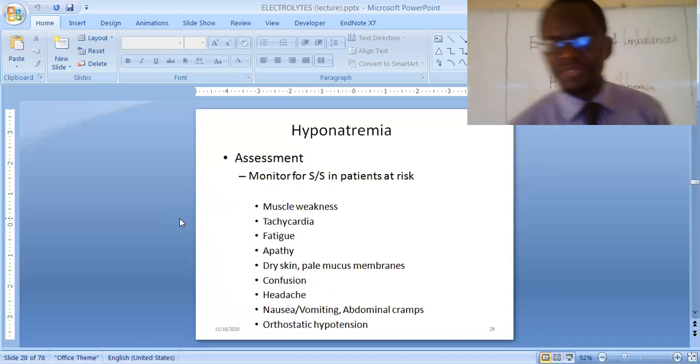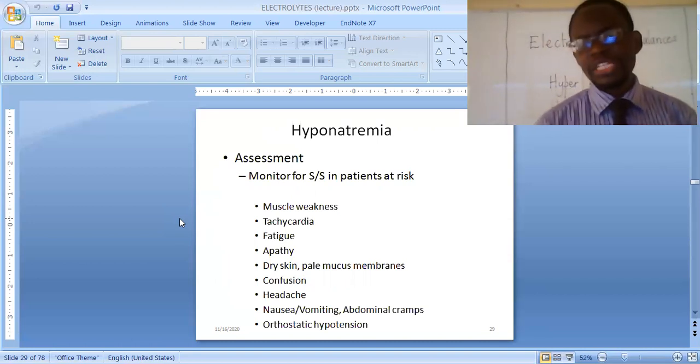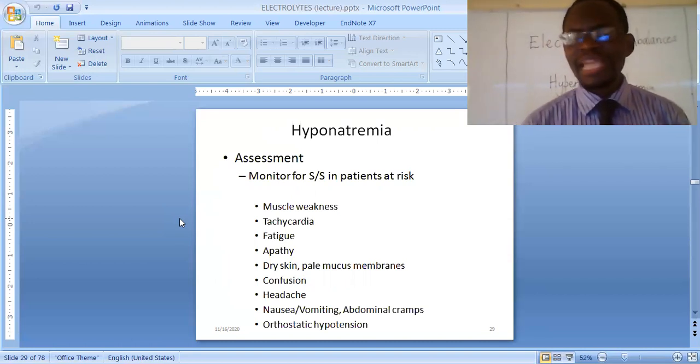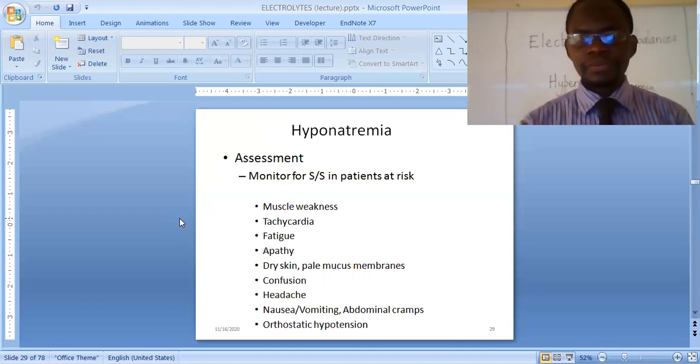How do we assess for hyponatremia? Basically, you monitor the patient for signs and symptoms. Things like muscle weakness, tachycardia, fatigue, apathy, dry skin, confusion, headache, nausea, vomiting, abdominal cramps. These might be suggestive of hyponatremia.